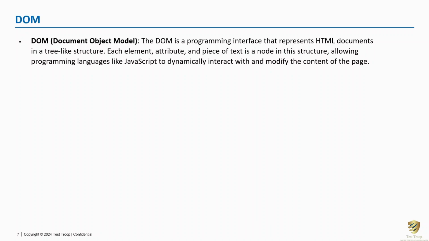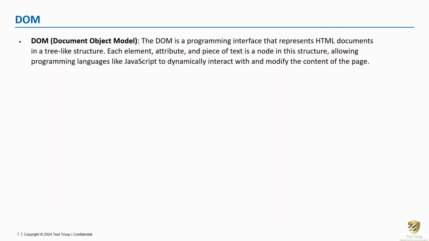If you want to, as a programmer, interact with the HTML or an XML, you cannot directly do that. For that, you need to use a programming interface called Document Object Model, which basically loads the entire document into the memory as a tree-like structure, and using which you can dynamically interact with these documents, HTML or XML, and modify their content, or update or read the content, and you can do a lot of operations with them. That is why the Document Object Model is very important.